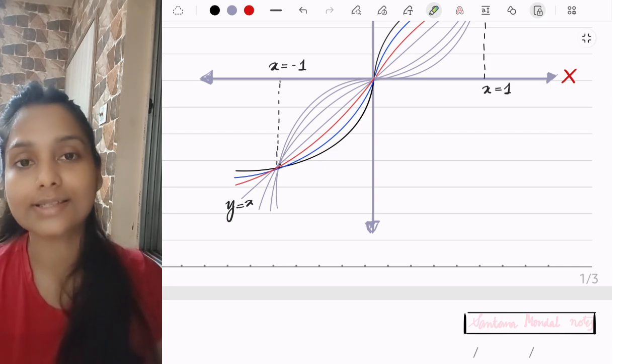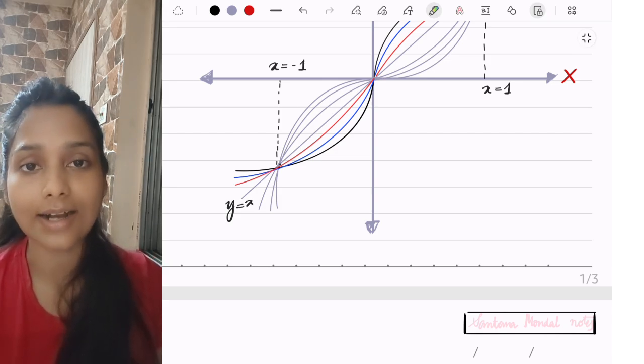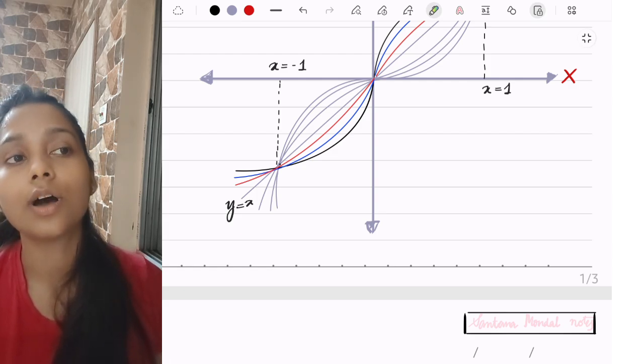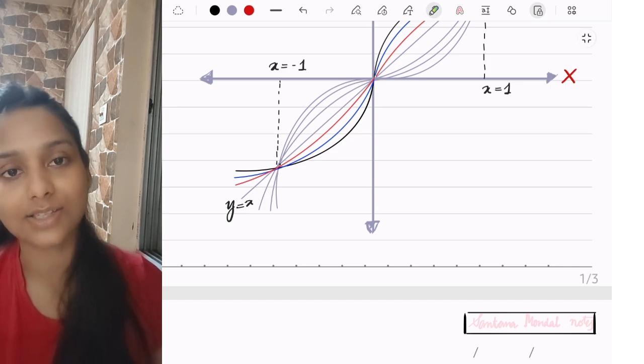So I have discussed this. From the next videos, I will start discussing the piecewise functions such as the signum function, the box x function, the least integer function, the fractional part function, and so on.